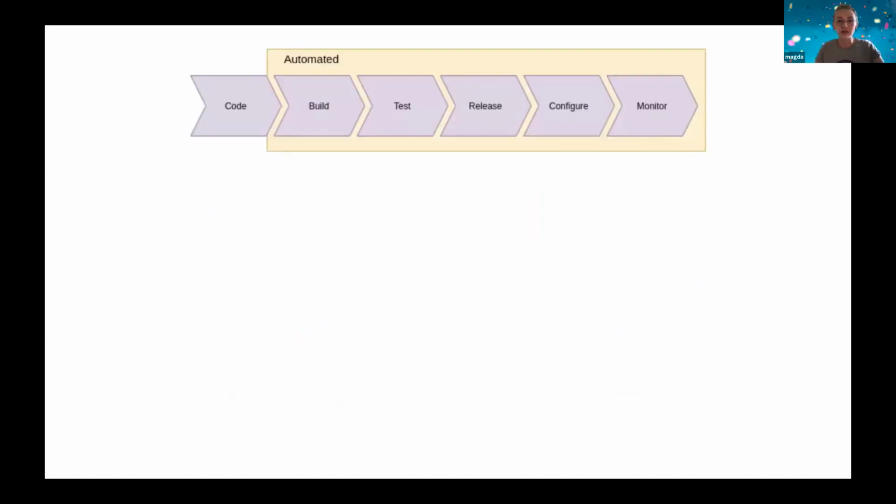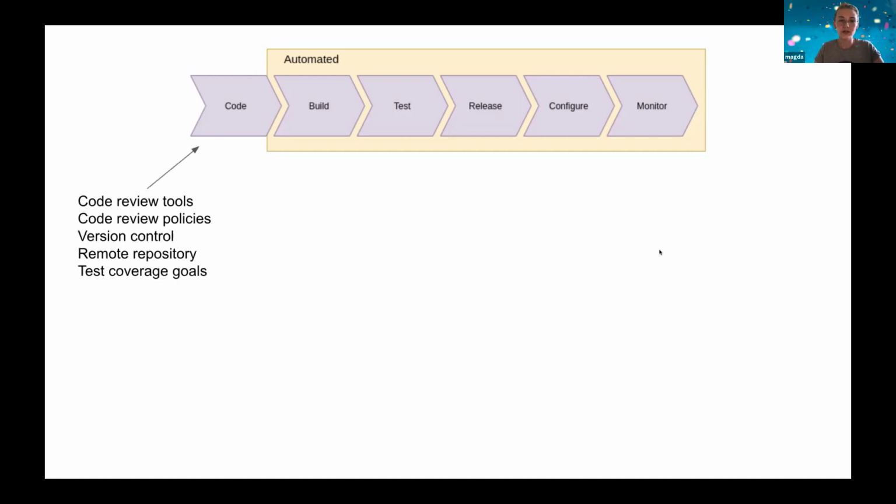And when I mentioned the DevOps lifecycle, this is what I was talking about. Here you can see the steps needed basically to develop and publish software projects. The only step we can see that is not automated is the coding step. The coding step is basically where the team has their code review policies, their code review tools, some kind of version control, for example, Git, some kind of remote repository, for example, on GitHub, and the team also sets some test coverage goals. Then we move into the automated phase.